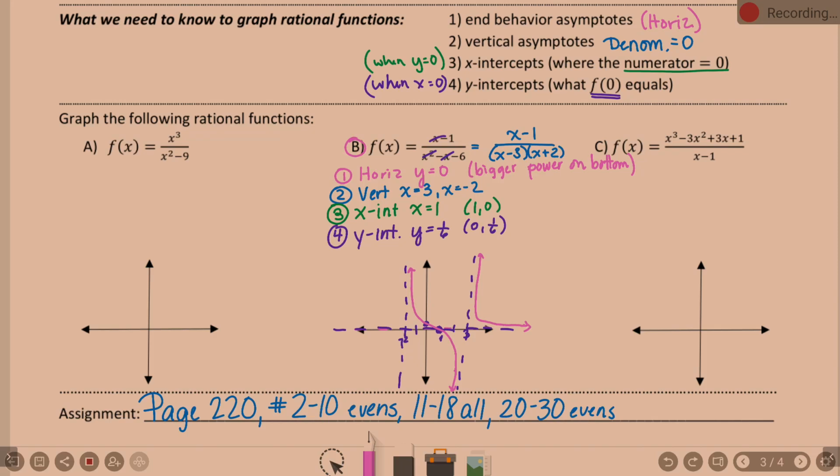Now, can you guess what's going to happen on the other side? Yeah, flip. Vertical asymptote, we've got to change sign. So instead of it being positive, we're going to be negative. And what's going to happen? Up and to the left.